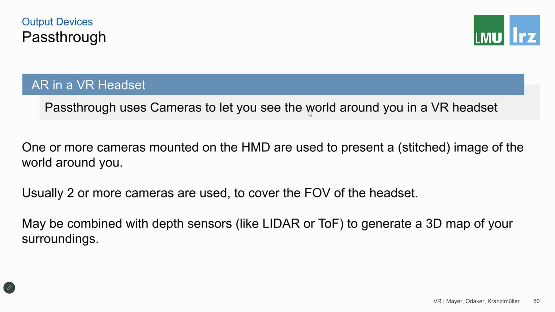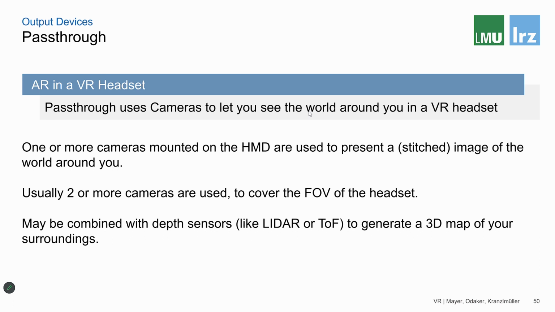And if you have one camera, you just display this camera image. If you have 2 or more cameras, you usually stitch together an image of what is in the real world in front of your head-mounted display. And then you display this image inside your headset. Usually you have 2 or more cameras anyway, because you want a good field of view for tracking. And 2 or more cameras can then give you quite a decent field of view of what is around you.